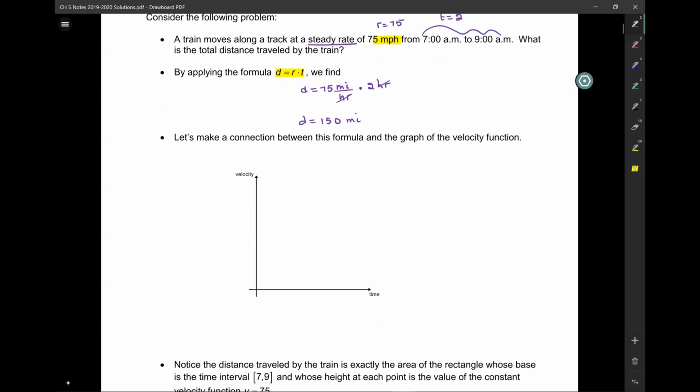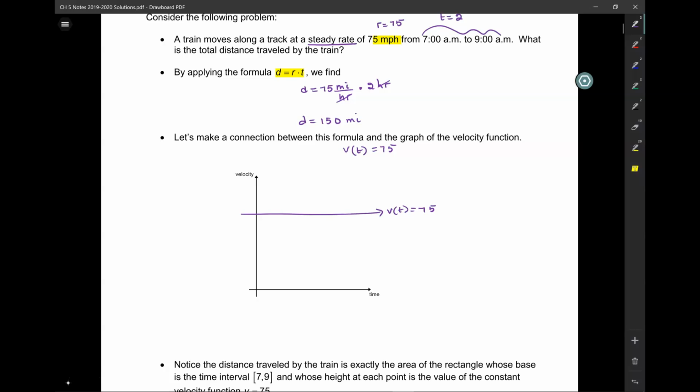All right, so let's make some connections here using a graph. Here we have a velocity versus time graph. What we were given when we say rate, that's another word for the velocity of this, right? And it's a steady rate, meaning constant, right? So we are given that v of t, if we write it in function form, is 75. And if I graph that, that's what that looks like.